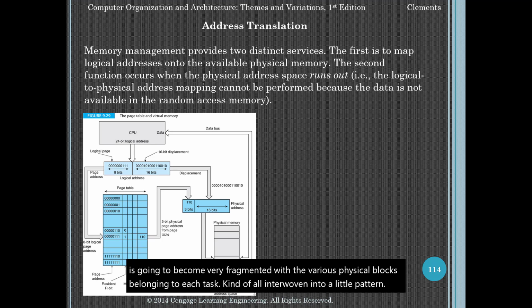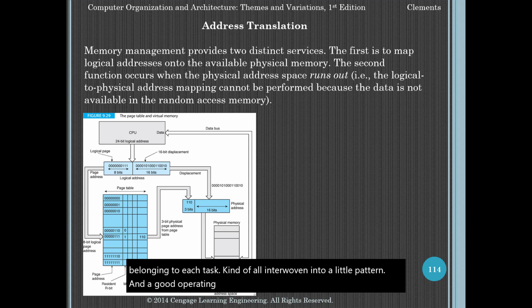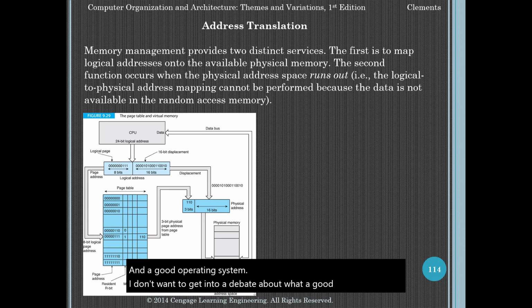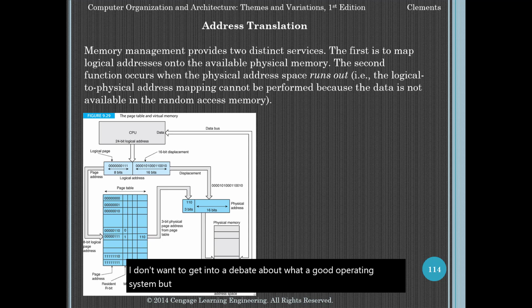And a good operating system, now, I don't want to get into a debate about what a good operating system is, but a good operating system will attempt to perform memory allocation efficiently and should not permit large numbers of unused blocks in physical memory. So the way in which this fragmentation is dealt with depends on the type of memory mapping implemented and on what operating system is doing the work, because they all do this a little differently.